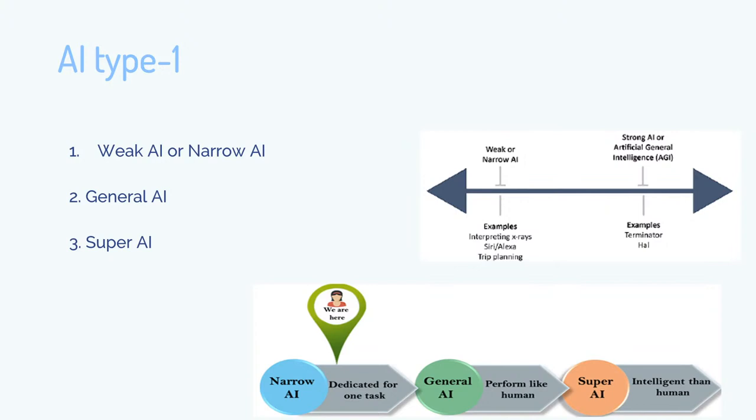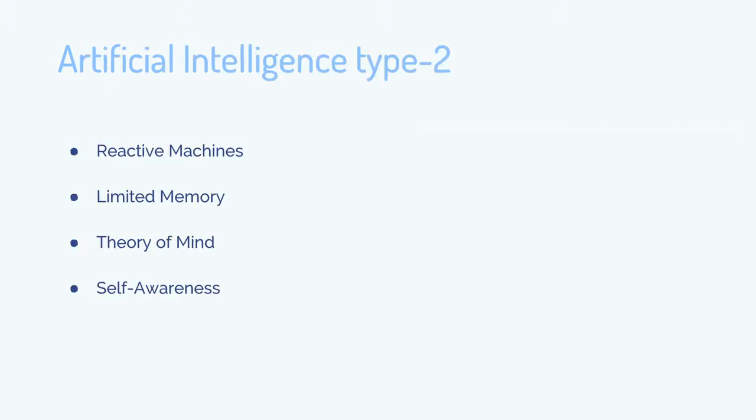Next one, general AI, performs like a human. Till now we haven't achieved this general AI. And we have another one, super AI, that is more intelligent than a human. We need to achieve general AI and super AI. Till now we are in narrow AI only, for example X-ray machines, as I already told you. Then type 2, we have reactive machine, limited memory, and self-awareness.